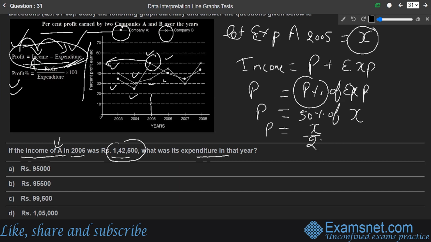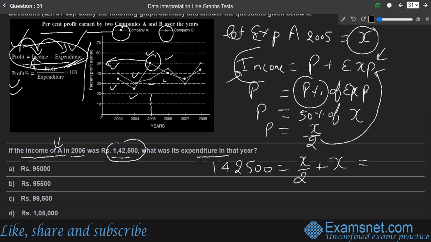Now let us put this profit value and expenditure value in the above formula that we have. Income value is already provided in the question, that is 1,42,500, equal to the profit value we just calculated as X by 2 plus expenditure we have assumed to be X. So X plus X by 2 is nothing but 3X by 2. So 3X by 2 is equal to 1,42,500. The denominator 2 goes to the numerator on the other side, and 3 comes down.